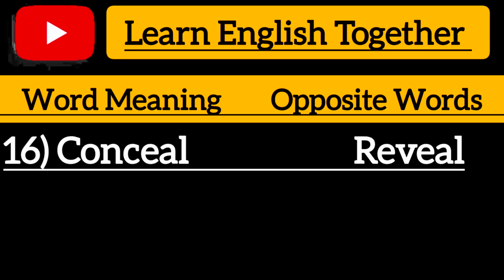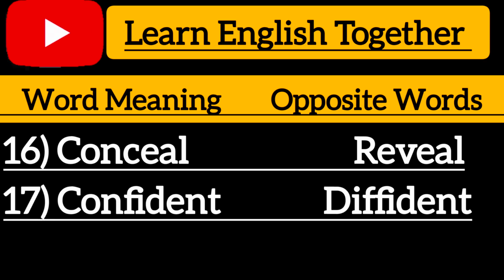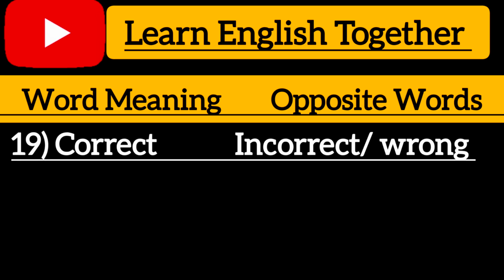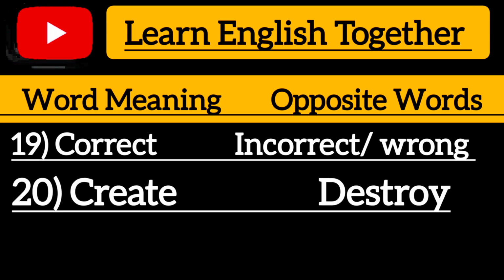Number 16, conceal. Opposite word is reveal. Number 17, confident. Opposite word is diffident. Number 18, cold. Opposite word is hot. Number 19, correct. Opposite word is incorrect or wrong. Number 20, create. Opposite word is destroy.